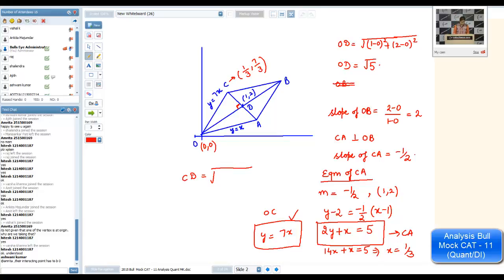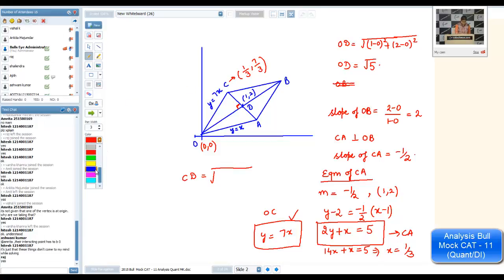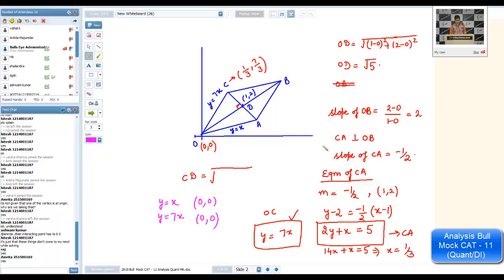You got that? Okay, Amrita, now coming to your doubt. See, you are given two equations, y is equal to x, y is equal to 7x. By putting values of x, you will get different values of y. Can we say 0, 0 will satisfy both these equations? That's why these two lines must pass through the origin. Is it okay, Amrita? You need good coordinate geometry in this question.